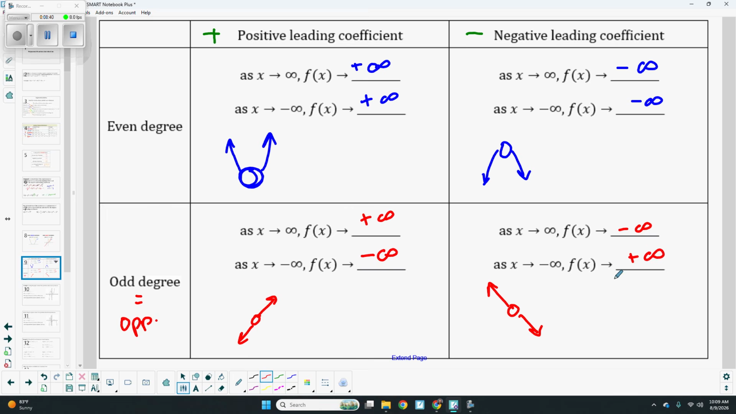And you don't have to put the plus sign on infinities. If it's positive infinity, you could just write infinity, or you can write positive infinity. Both mean the same thing.